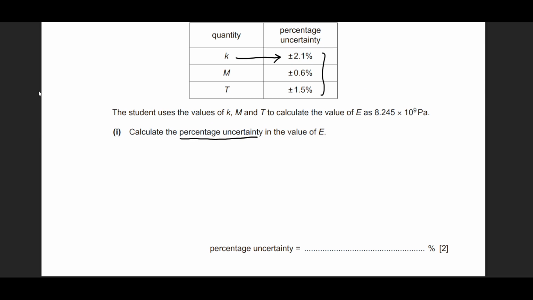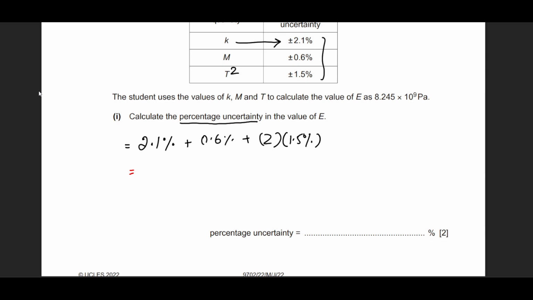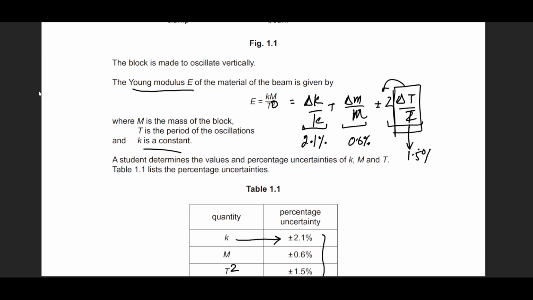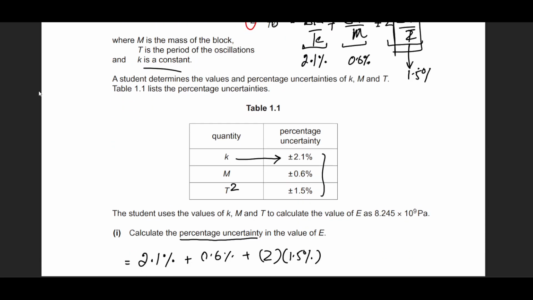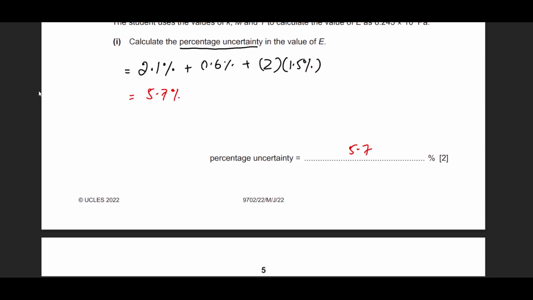So very straightforward, we can see that K does not have a power. So this will simply be added together, 2.1% plus 0.6% plus 2 times multiplied by 1.5%. Because T had a square, a power rule will be applied over here. And the answer of this will be 5.7%. Which means that if E had been calculated with this data that is given to you, then the value of E would have had an error of plus minus 5.7%.